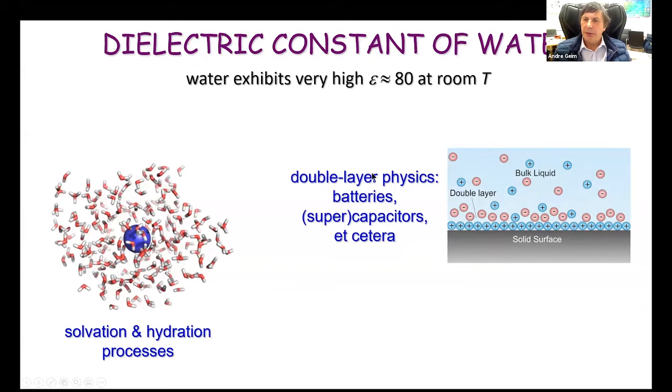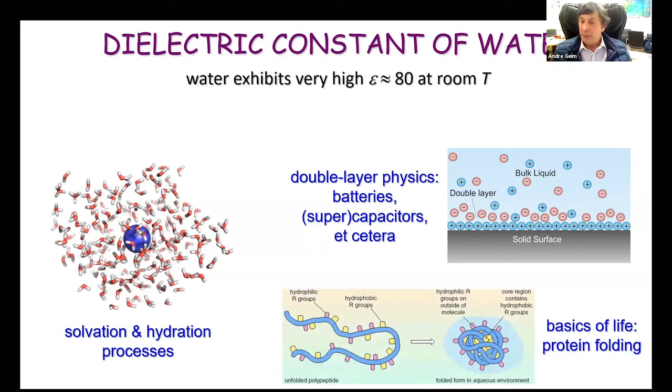One example is batteries and capacitance, where this double layer very much involves the fact that dielectric constant is rather large. This is why water is used in many capacitors, or equivalent liquids are used in capacitors and batteries. And of course, water is very important in life. One example is protein folding. Proteins are folded. It's our machines which are responsible for our life.